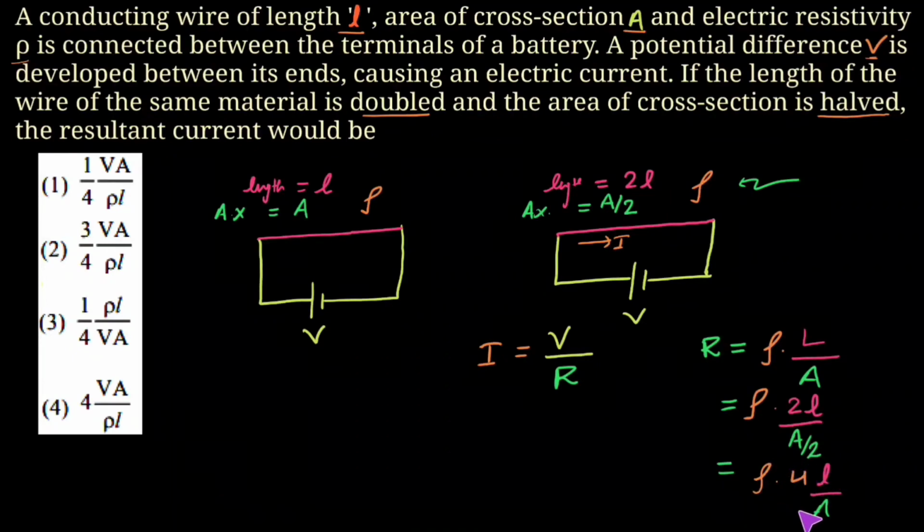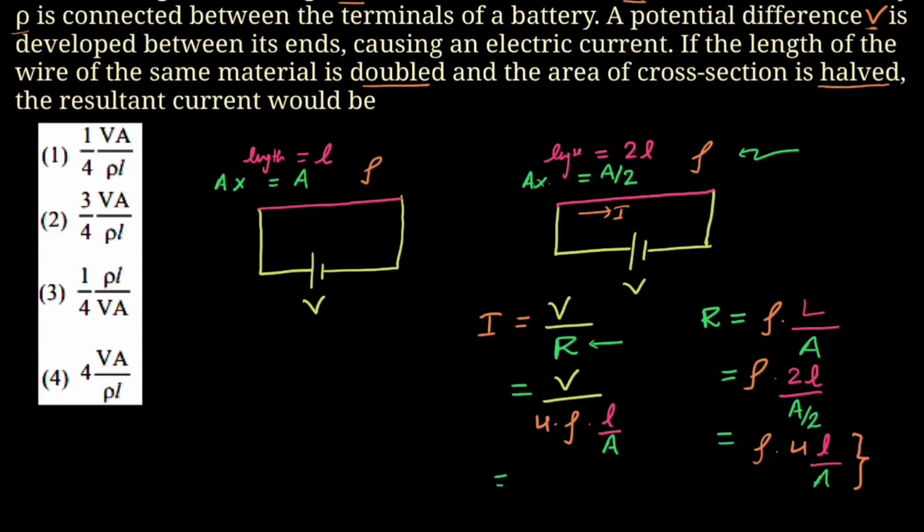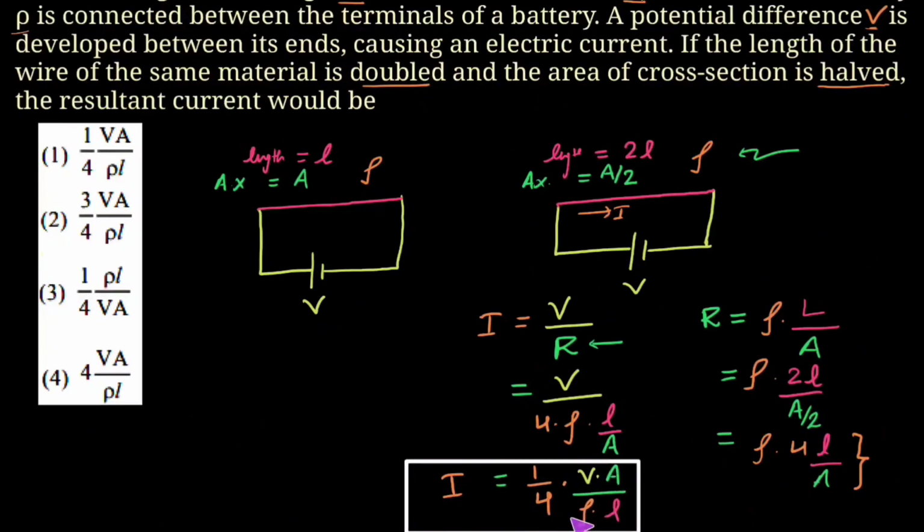All we need to do is to put this value in here and we will get the value of current. So the value of current would come out to be V upon R, and in place of R we will be writing this. So this would be 4 into ρ into L divided by area of cross section A. On a little bit of simplification, this would become 1 upon 4 into V into A divided by ρ into L. So this is the value of current flowing in the circuit. If we match our answer with the options, option number A is matching with our answer. So this option number A would be the correct one.